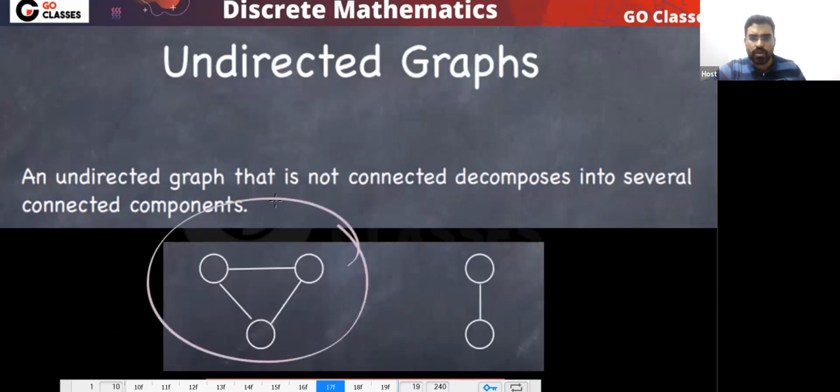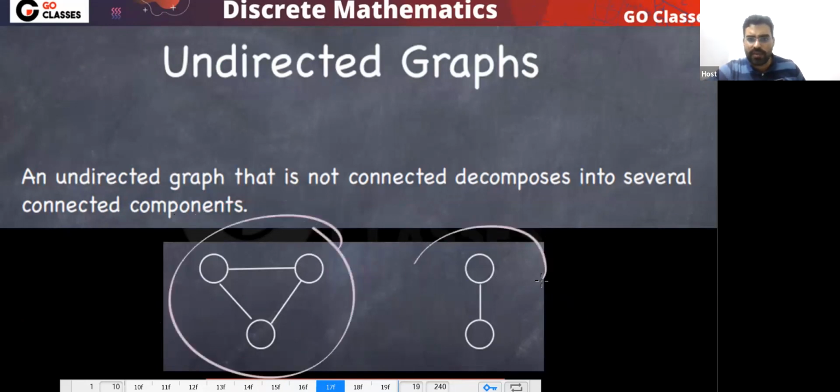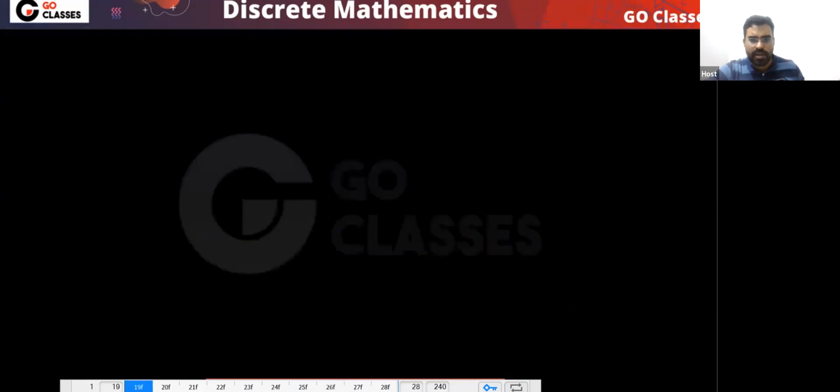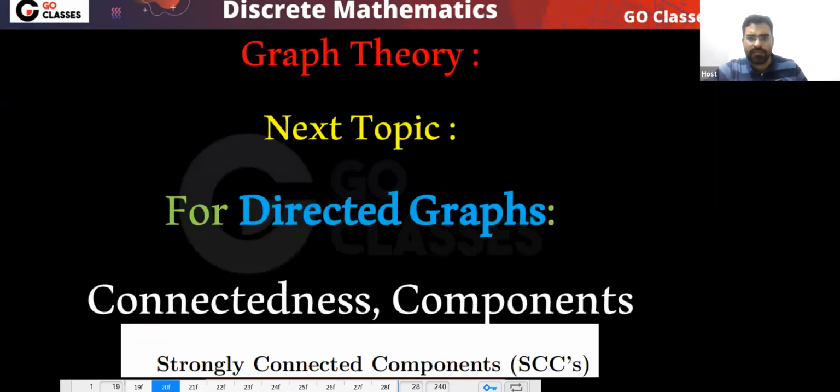Total how many components? Total 2 components you have in this graph. So very simple. In this graph we have total 2 components. So this is a disconnected graph. Now let's move on to directed graphs.